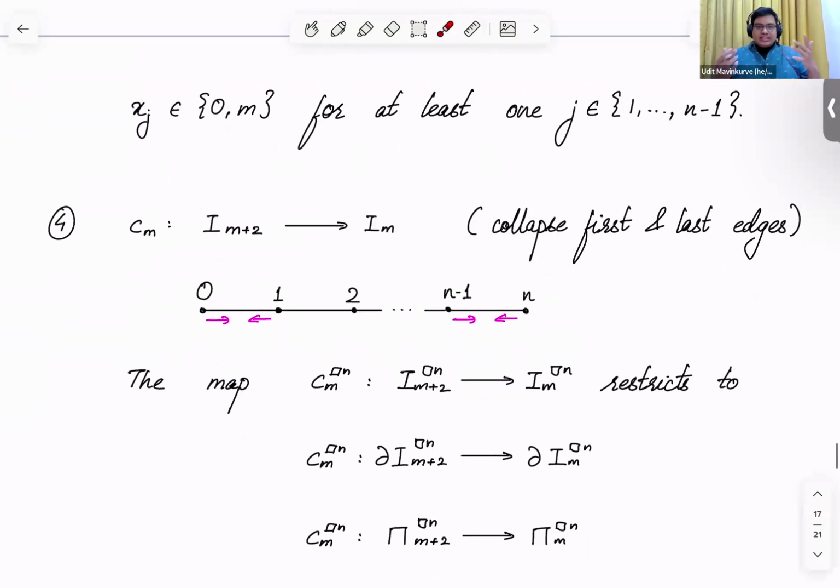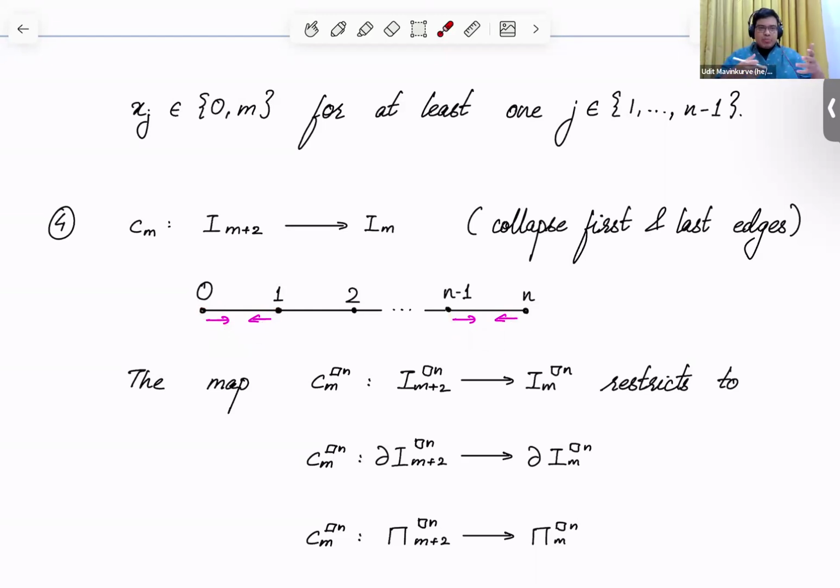But now, because we have these objects in different sizes, the m was a parameter, and we're going to have these shrinking maps coming up again. So we're going to look at one specific shrinking map from I_{m+2} to I_m. And that's going to be the shrink map that sends both 0 and 1 to 0. And it's going to send n-1 and n both to n-2. So just collapsing the first and the last edges.